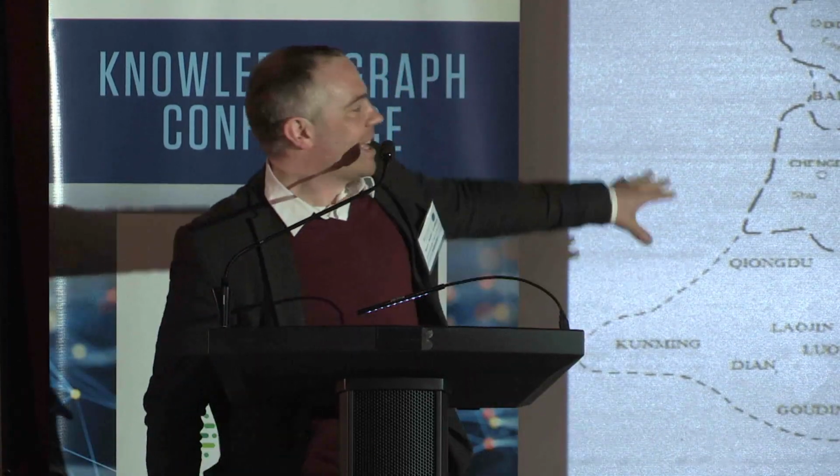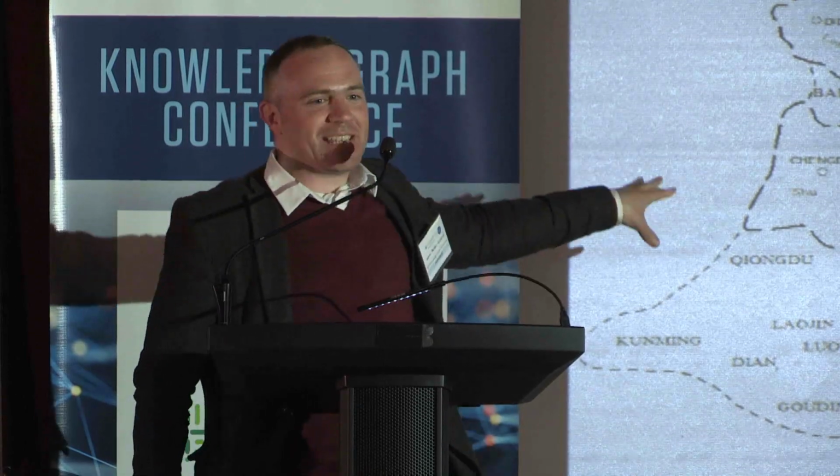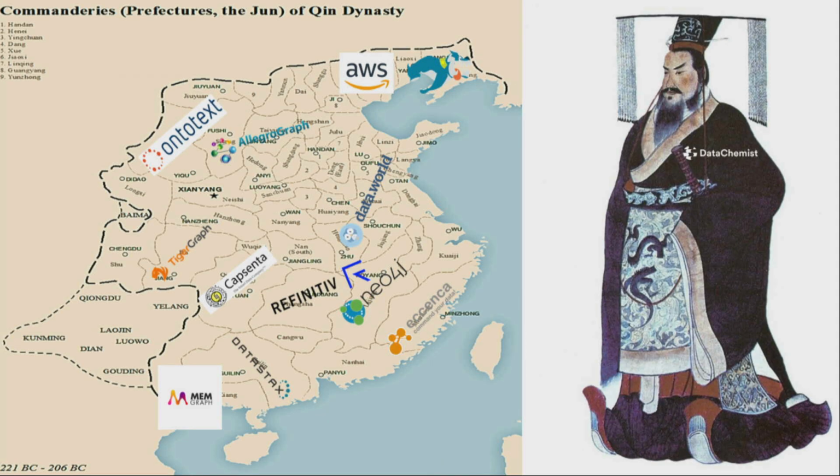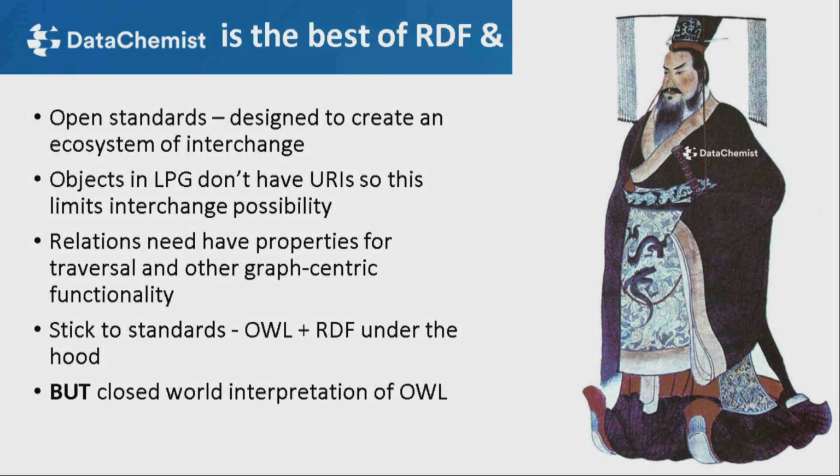In 300 BC, China was fragmented and cut up into all these different little groupings, right? And then came in Qin Shi Huang, and he united China together into a single unified state, right? So Data Chemist is going to do this. We're going to come in, we're going to unify the state of the situation.